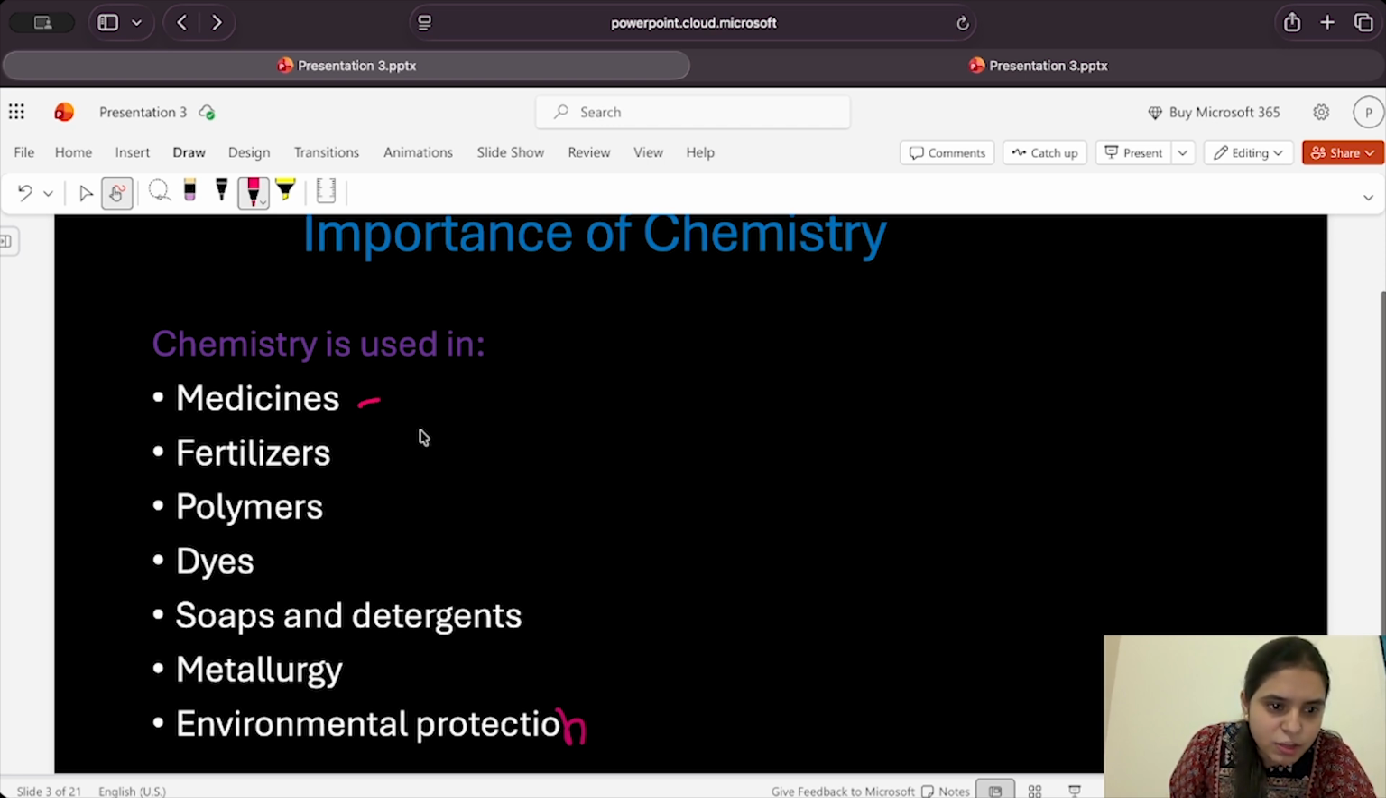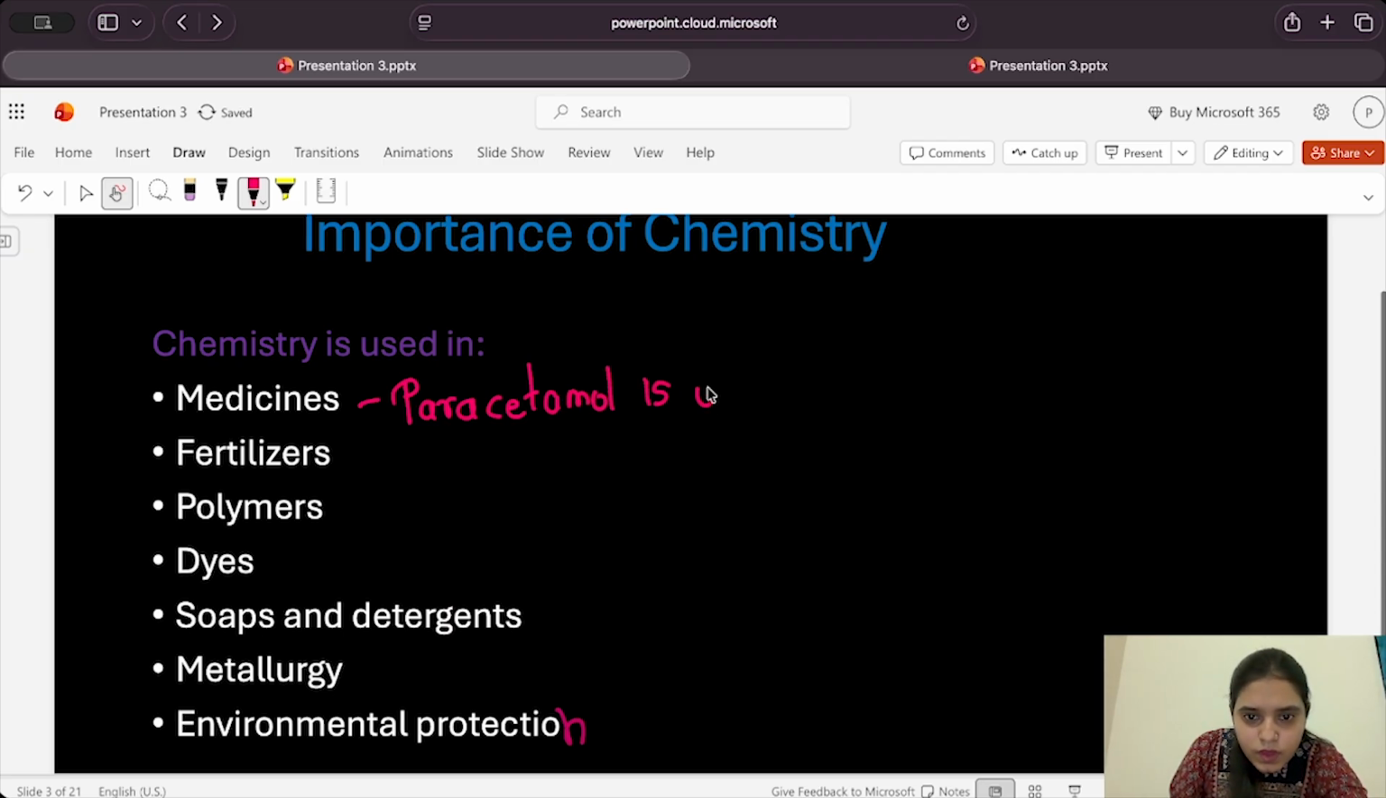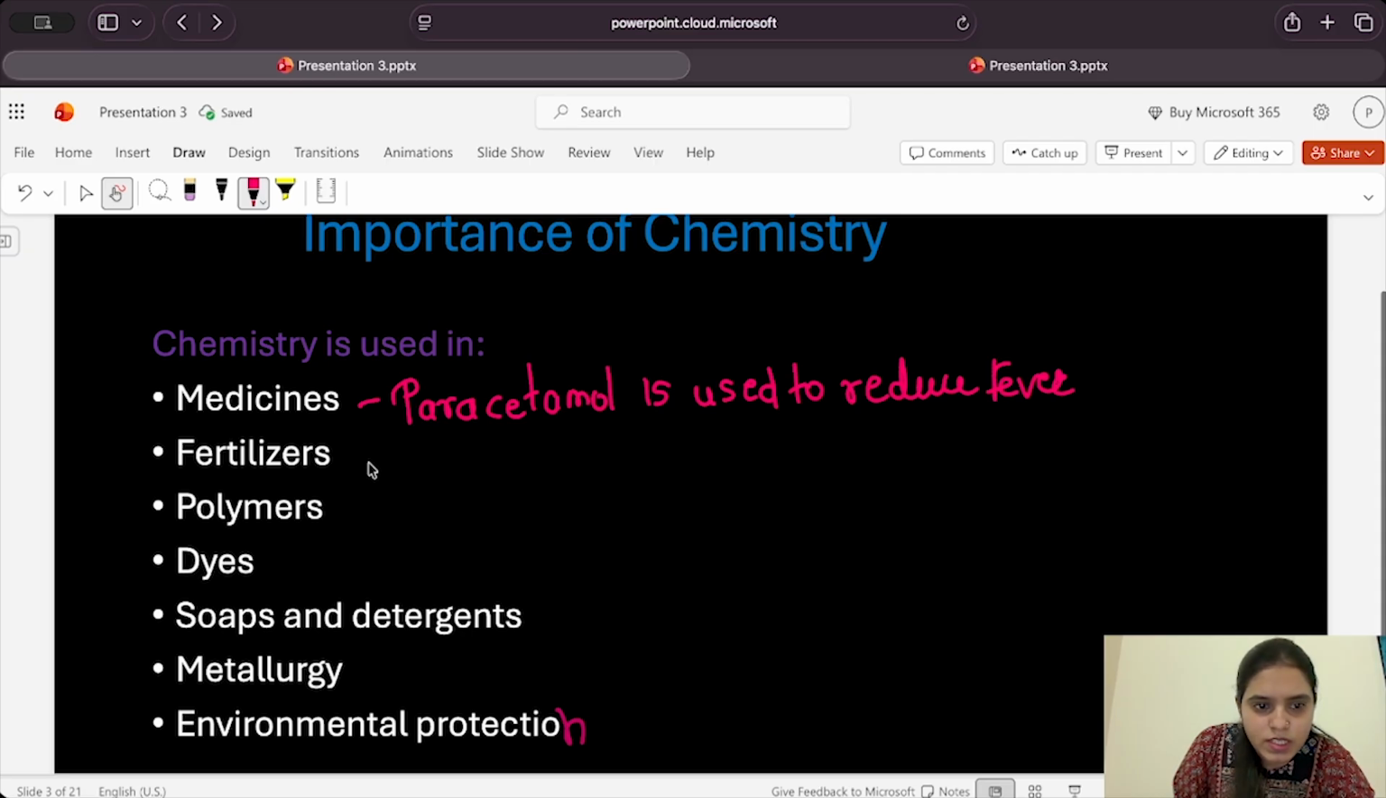Do you know the paracetamol medicine? So the famous example of medicine is paracetamol. Paracetamol is used to reduce fever, right? Okay, there are many types of medicines present, but paracetamol is the famous medicine to reduce fever that we all know.